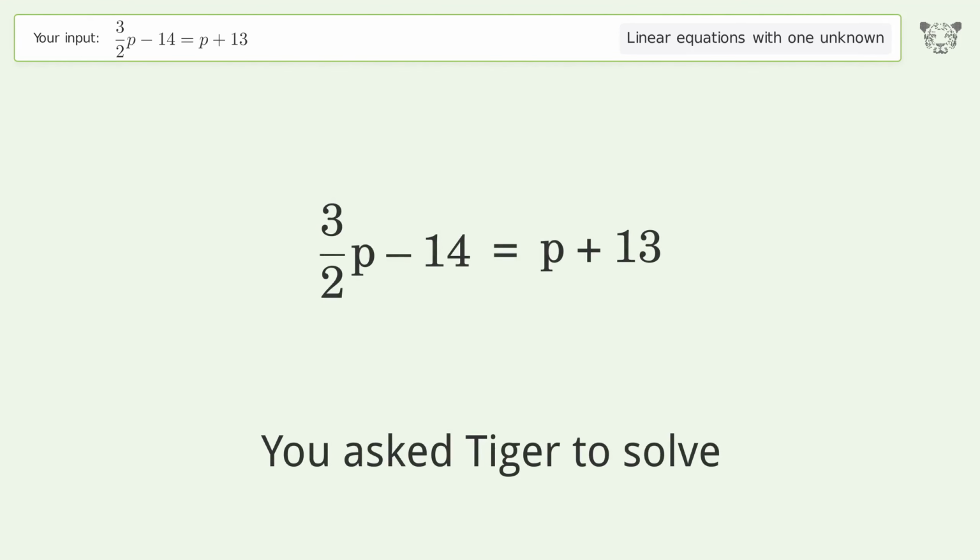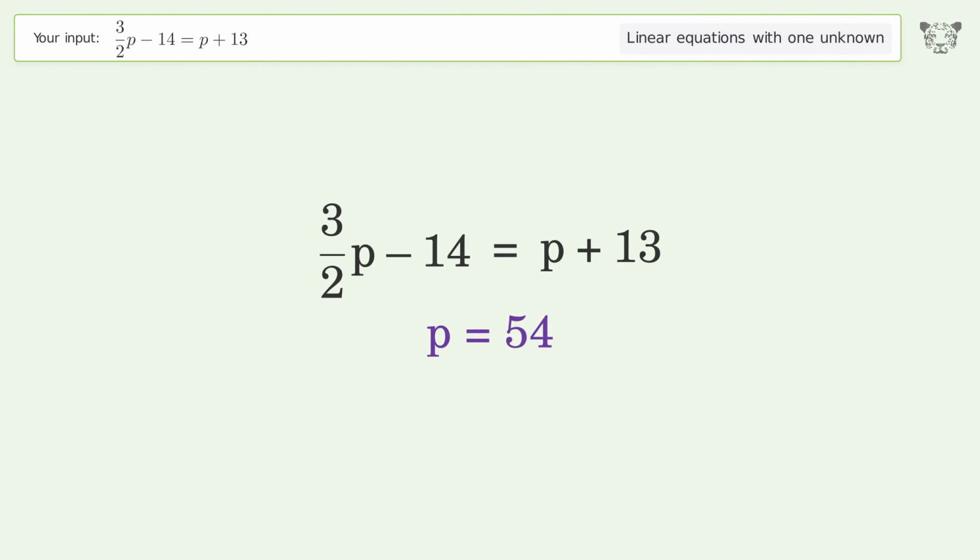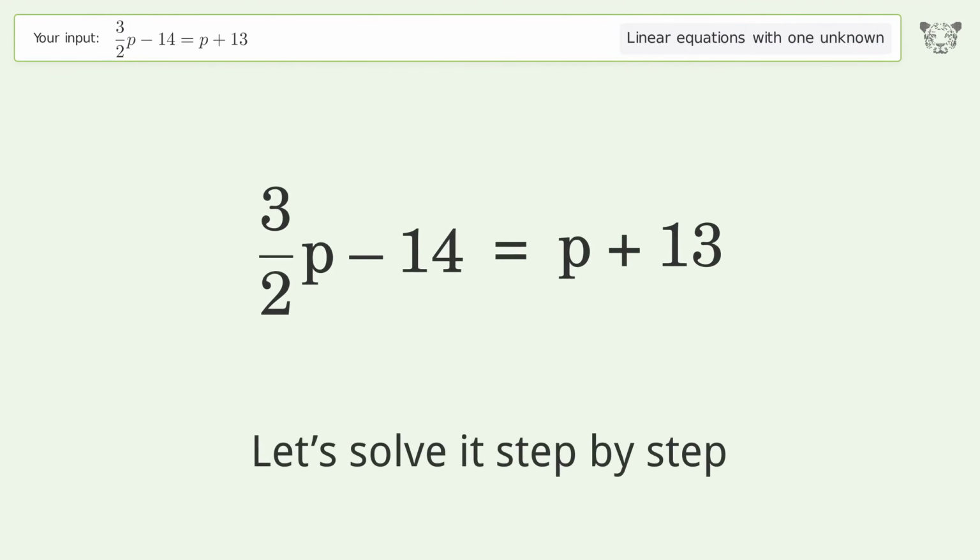You ask Tiger to solve. This deals with linear equations with one unknown. The final result is p equals 54. Let's solve it step by step.